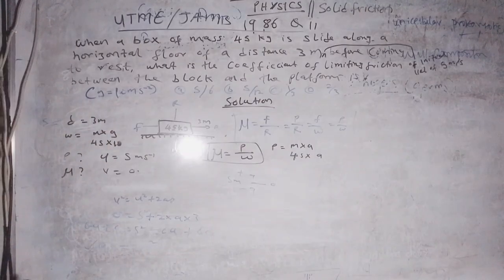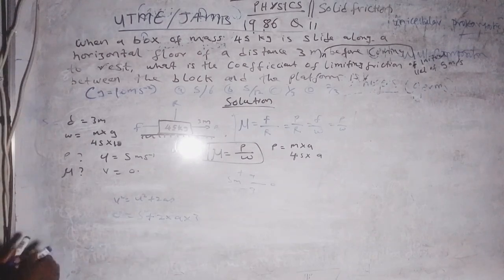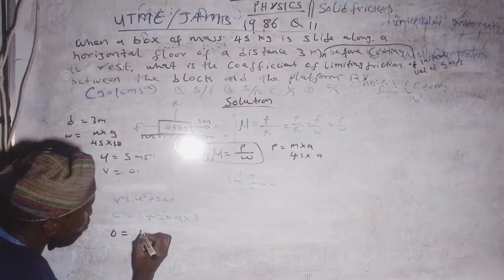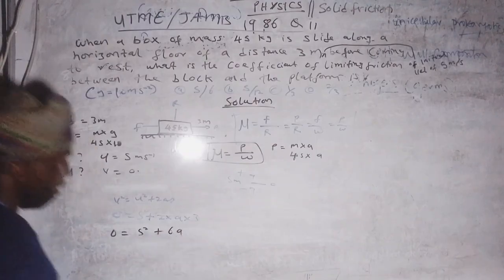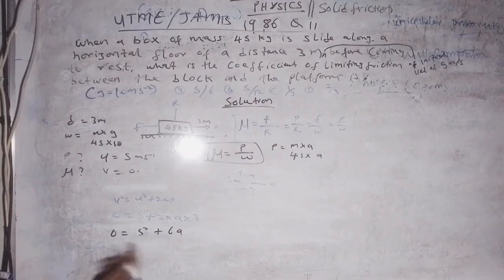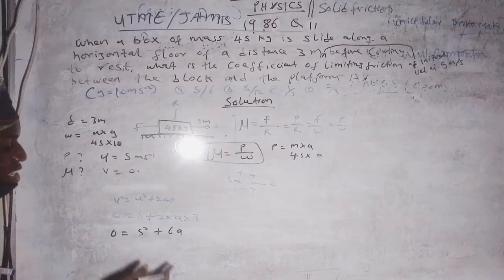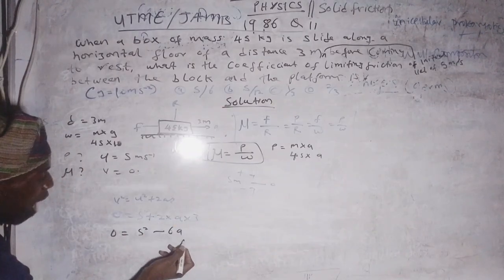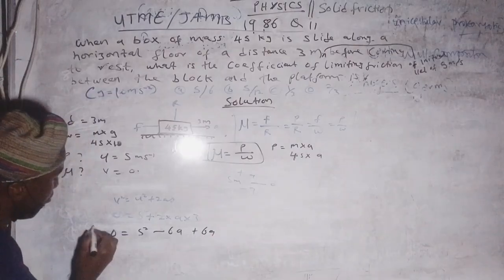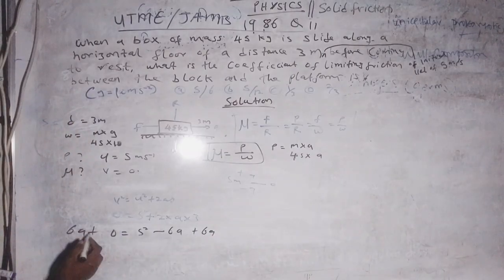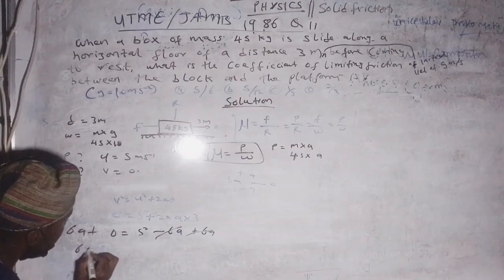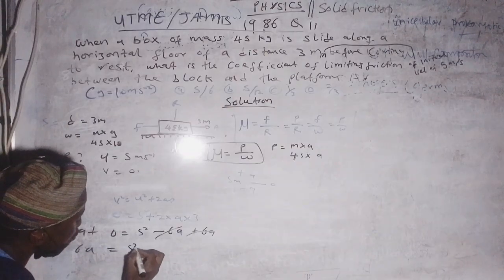Sorry, this is not clear enough. So let me rewrite this. We can quickly say our 0 equals 5 squared plus 6a. So add 6a to both sides. We said it's a deceleration, not acceleration, so it will be minus 6a, right? So adding 6a to both sides, plus 6a, plus 6a. What will happen? The 6a will cancel the 6a here, right? So we have 6a equal to 5 squared.